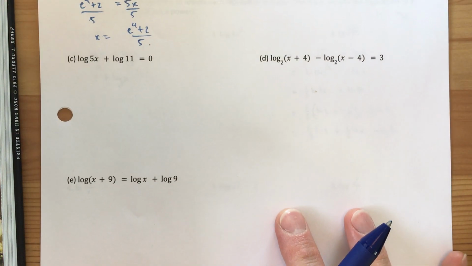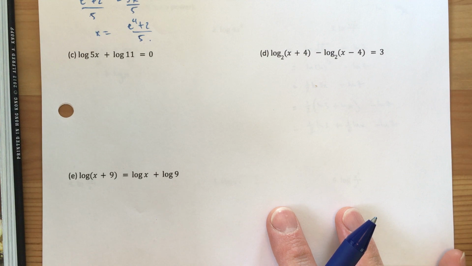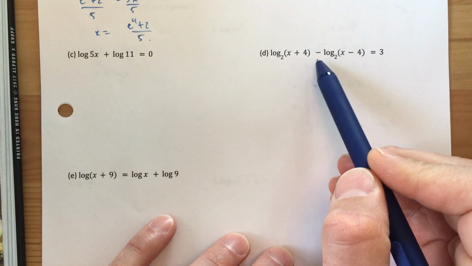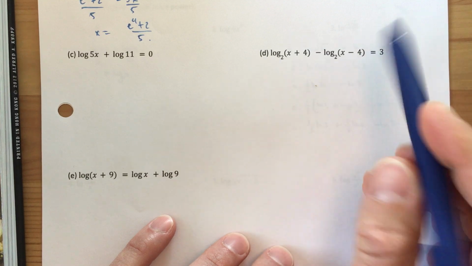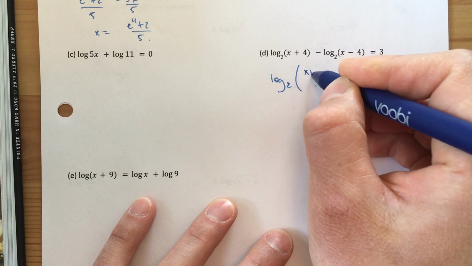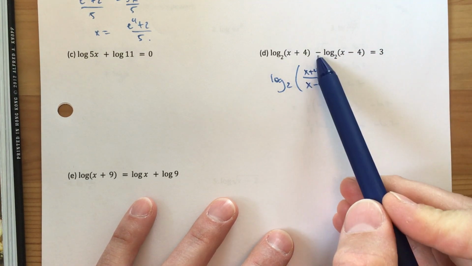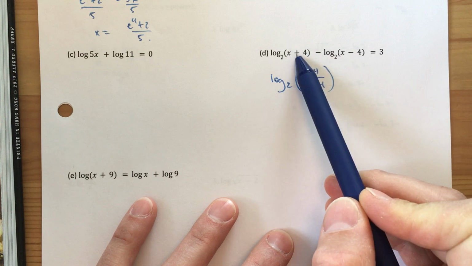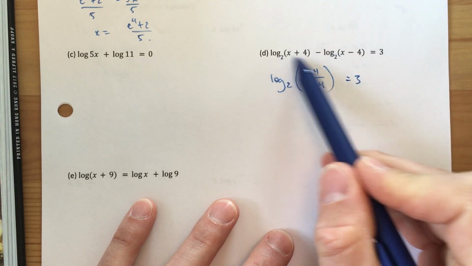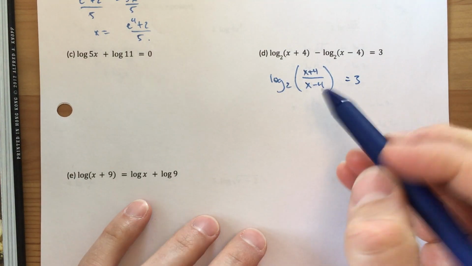Let's take a look at D, and then I'll let you think about the other one. So log base 2 of (x plus 4) minus log base 2 of (x minus 4). I see the difference of two logarithms. I can combine that into one log. Log base 2 of (x plus 4) divided by (x minus 4), right? If you have two logs subtracted, you can divide this by this, and that's going to give me 3. So I combine my two logs that are subtracted into a single log by dividing the stuff inside.